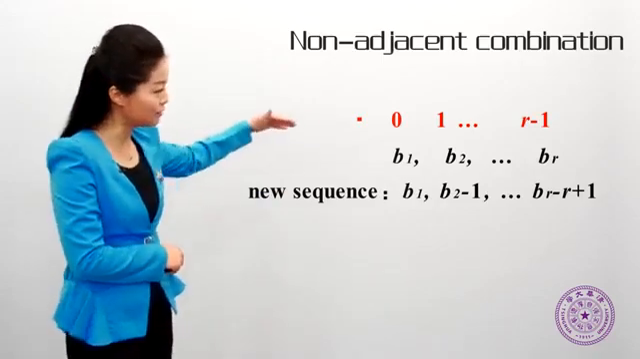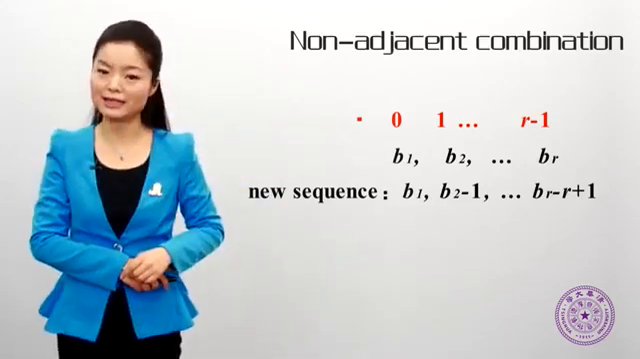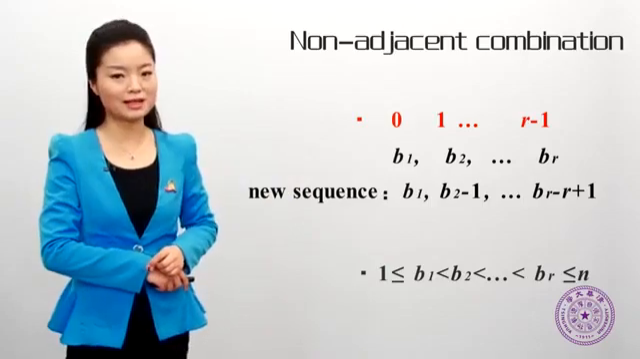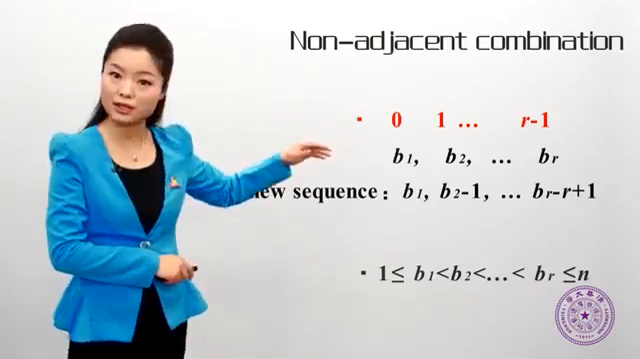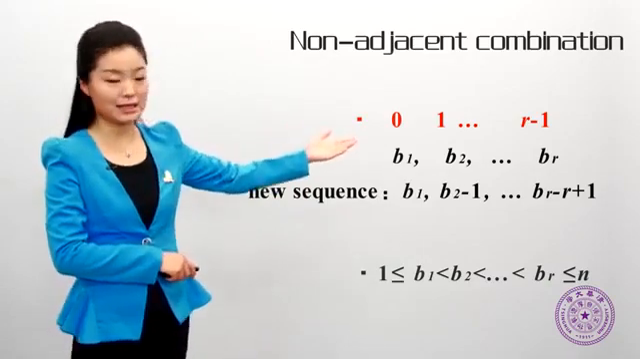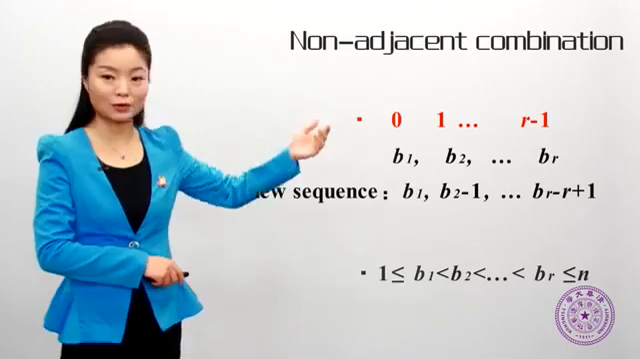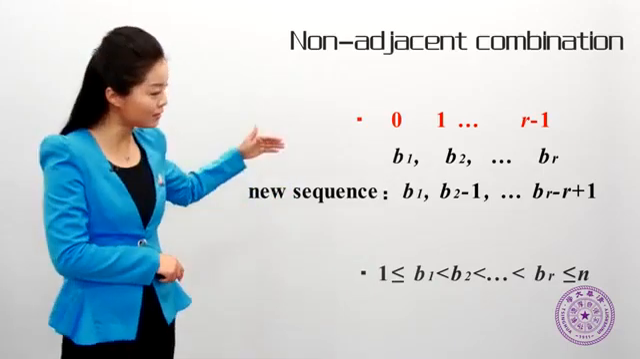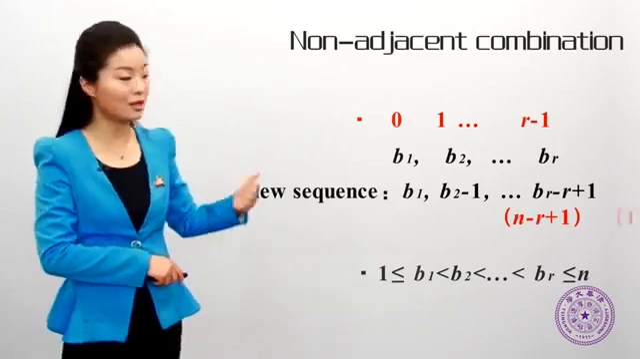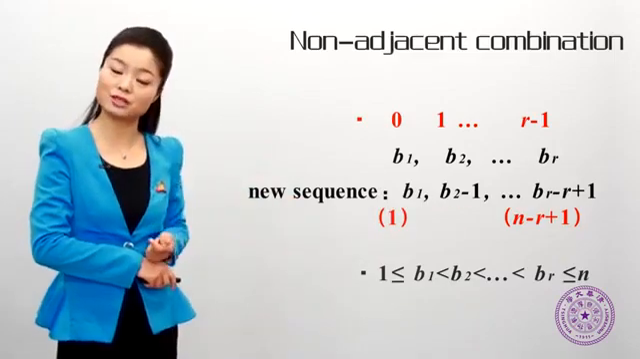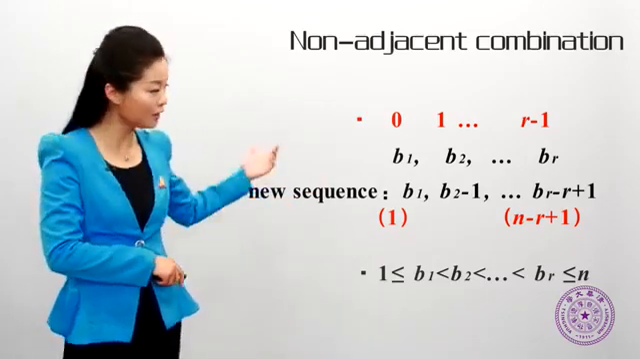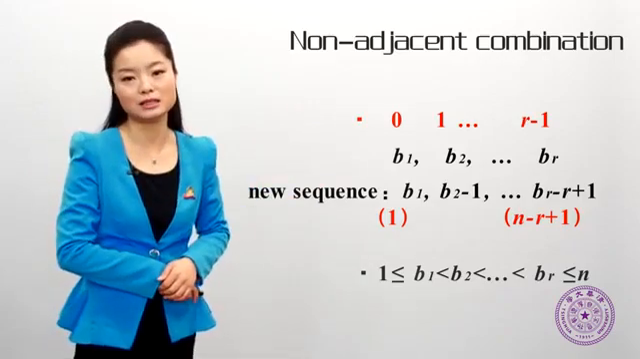As the original non-adjacent combination is an ascending sequence, B1 to BR are at most n. Now, what's the maximum value in the new sequence? The largest possible number is BR minus R plus 1. BR is no greater than n. So now we construct a sequence whose maximum value is n minus R plus 1. What about the minimum number? Obviously, it should be B1, which is 1. So the range of the R numbers is from 1 to n minus R plus 1.